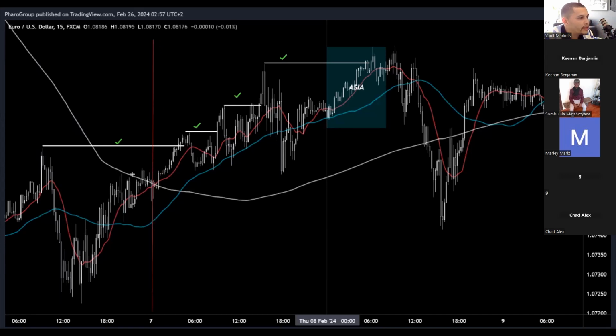Now with that said, you have the low of the day of the 7th, and you also have the high of the day of the 7th. Asian session comes. As you guys know, we don't trade Asia. Here's our Asian box over here. As you guys know, we want to see price break below the Asian box before looking for buys. And what happens now is, as you can see, price breaks below the Asian box.